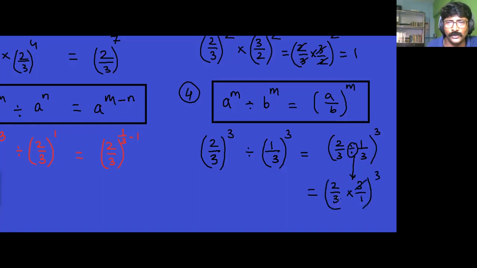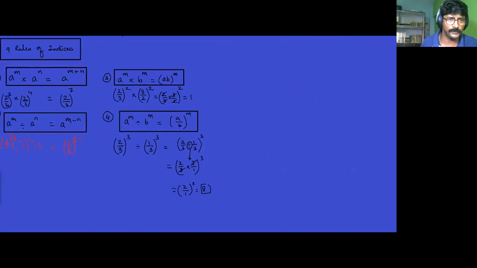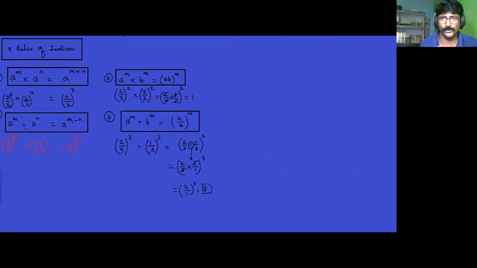Is it simple to solve? Just go on solving, nothing else. Very, very easy, isn't it? 2 by 1 raised to power 3. So that is 2 raised to power 3, which is 8. Super duper easy, isn't it? So these 4 laws are very simple. Most of the people found these 4 laws very simple.